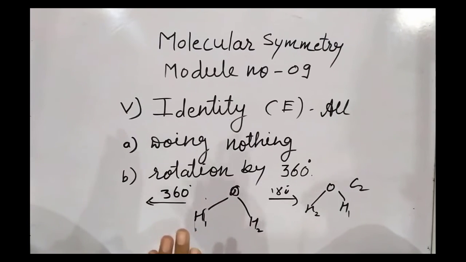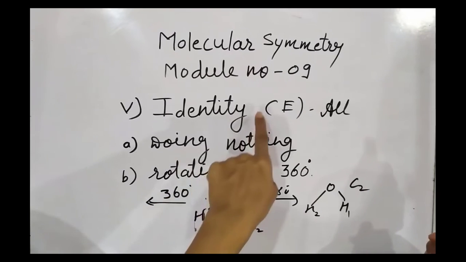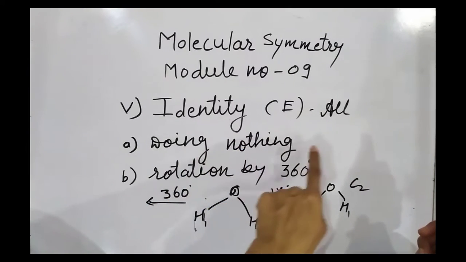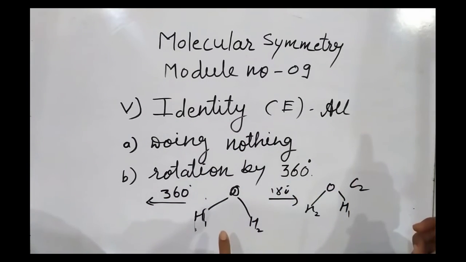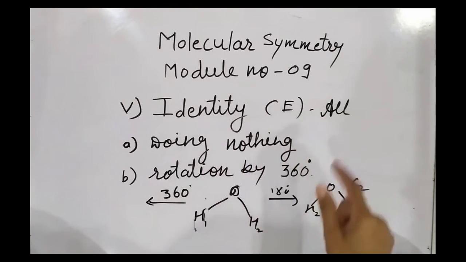So if I am not doing anything to this molecule, then also it is called identity, according to the do-nothing operation definition. Or, another way, if I rotate this molecule by 360 degrees, then also I get the same, original image. That is what is called the identity operation.